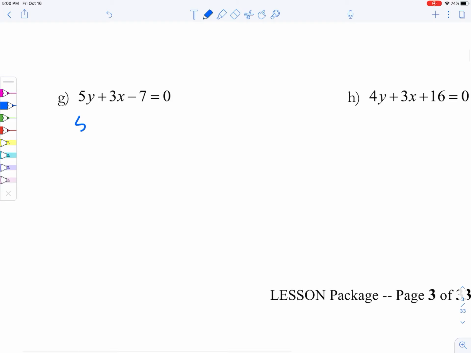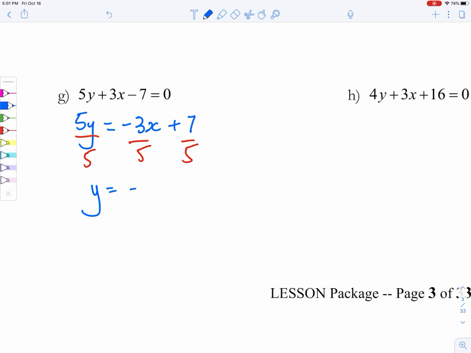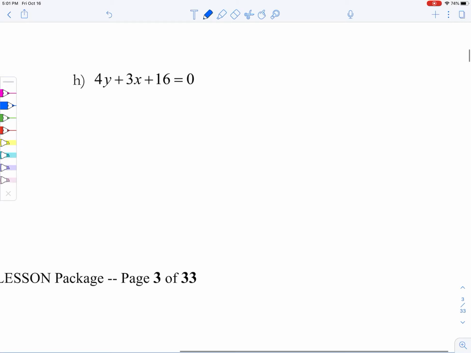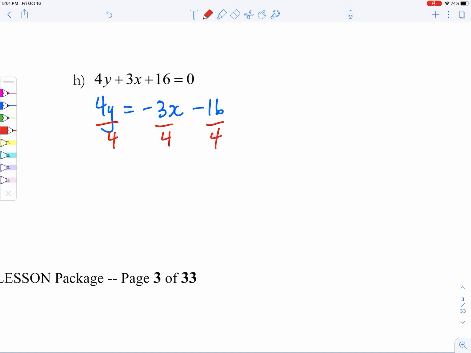For G, 5y stays on this side, equals positive 3x turns to negative 3x, minus 7 to plus 7. Divide every single bit by 5. So we get y equals minus 3 over 5x plus 7 over 5. Question H. 4y stays on the left. Positive 3x becomes minus 3x, plus 16 becomes minus 16. Divide every single thing by 4. And we get y equals minus 3 over 4x minus 4.